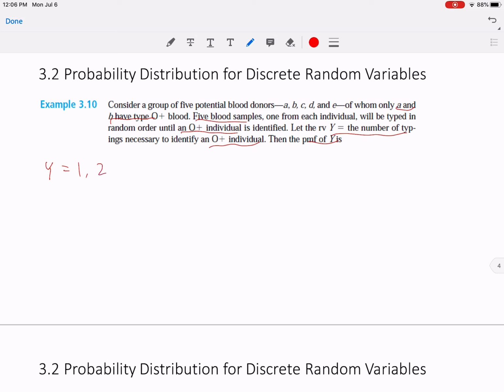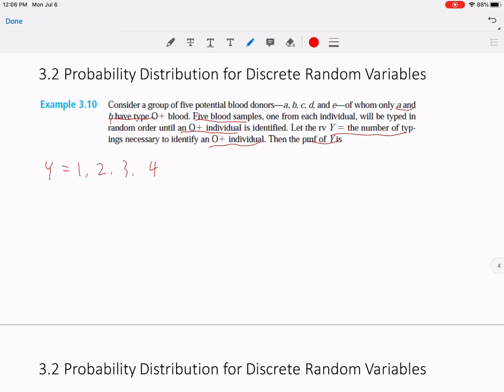And y could be 2. That means the first one is not O positive, the second one is. y could be 3. That means the first 2 are not O positive, but the third one is. y could be 4. That means the first 3 are not O positive, the fourth one is. And then could y be 5? I don't think so, because we have 5 people in total, and we know that 2 of them are O positive, and 3 of them are not.